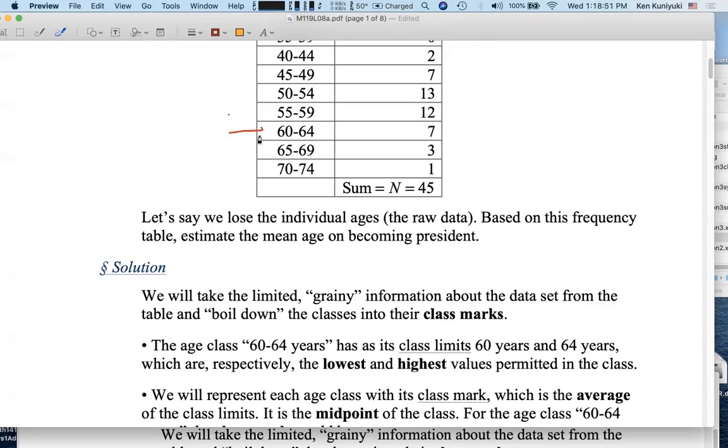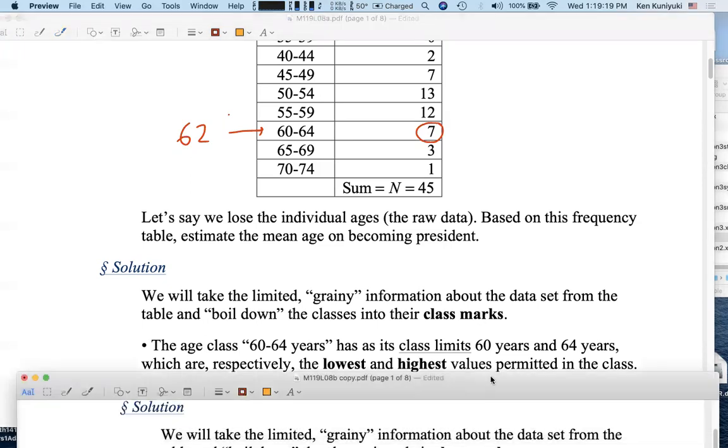How about the average of the lower and the upper class limits? The average, like the midpoint. How about 62 years? Let's assume that these 7 ages here were all exactly 62 years, or perhaps more believably, let's assume that the 7 ages averaged to 62 years. That might be more believable, that the 7 ages on average, they average out to 62 years.